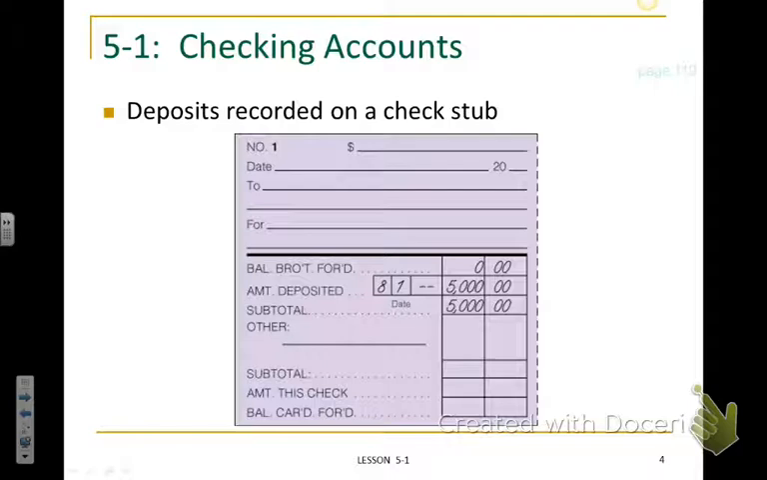So what we do is we note here that the balance brought forward is $0. There was no balance prior to the start of our business. Then on August 1st, we deposited $5,000, and then we have a subtotal of $5,000.